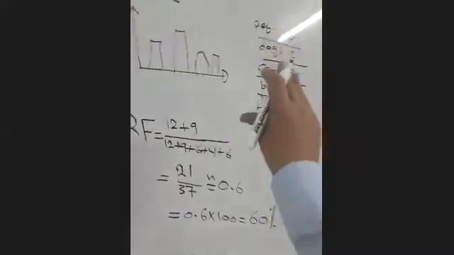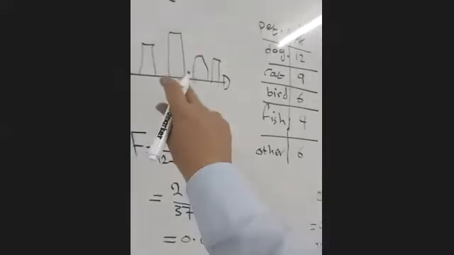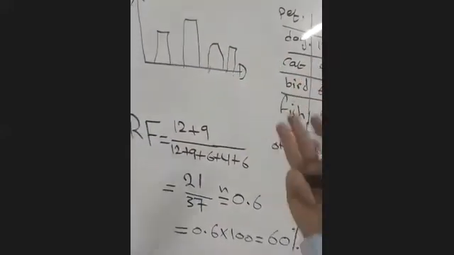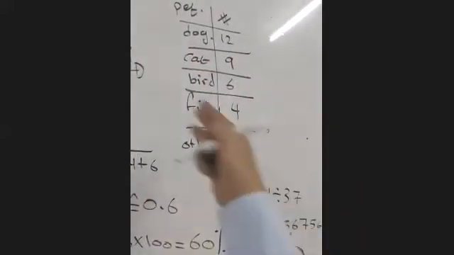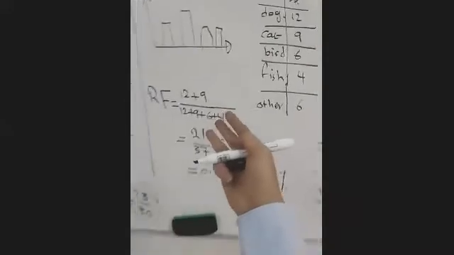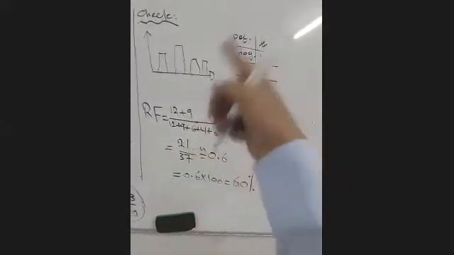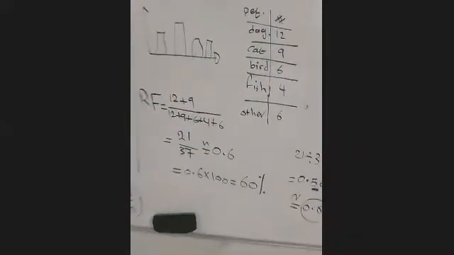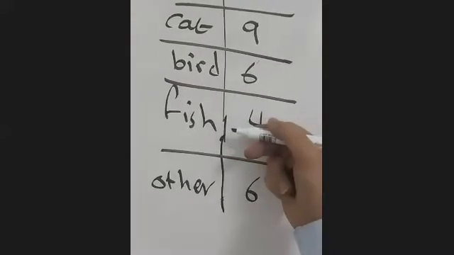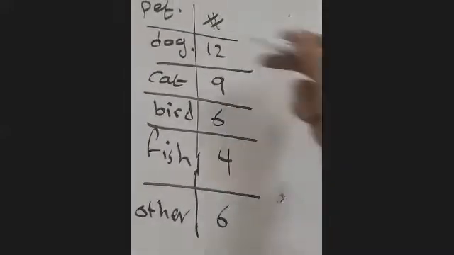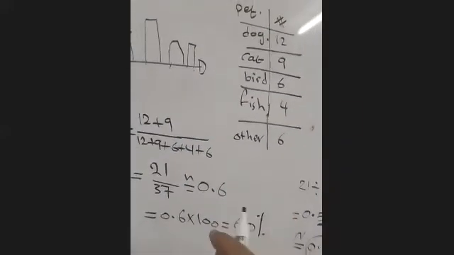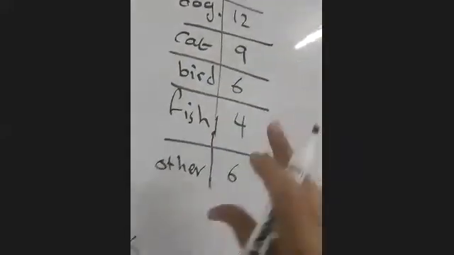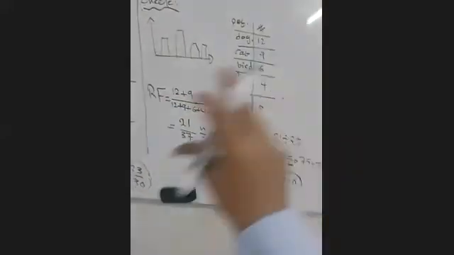After they made the graph, to find what we wanted from the graph, turn it into numbers and a table. So you can find any relative frequency from this table. If the question asks you about bird and fish, for example, you will add 6 and 4 over the total. If the question asks you about the fish only, you will say 4 over the total. So it's easy to use the table.